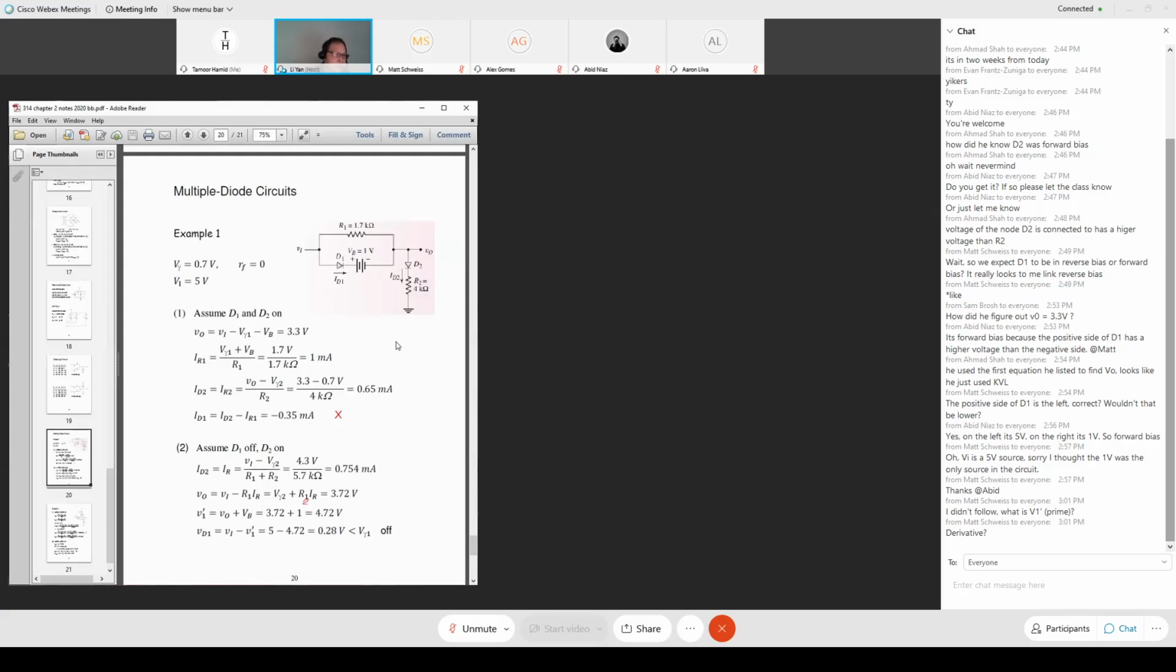V1 prime is the voltage labeled at this point, but all the measurement is from this point to my ground. So this is V1 prime, between this point and this point. So it's between the diode and the battery with reference to ground.